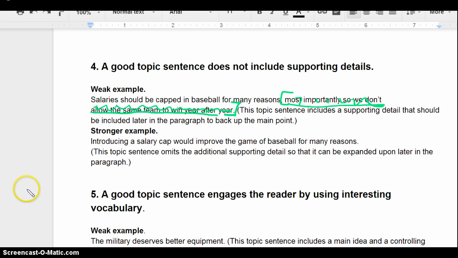And so let's take a look at this next example. Introducing a salary cap would improve the game of baseball for many reasons. All right, we know then that the supporting details, the many reasons, are going to be our follow-up sentences that follow our topic sentence in this paragraph. And so, again, a good topic sentence does not include supporting details. All right, moving on here.